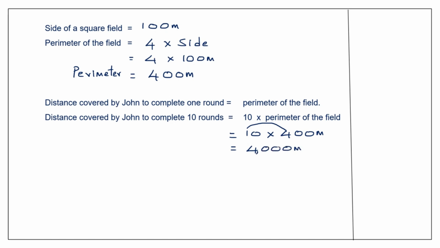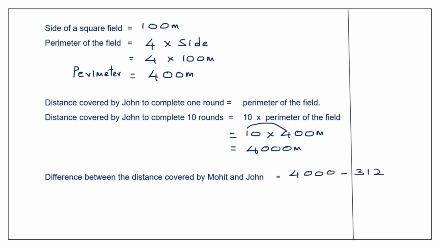The distance covered by Mohit is 3,120 meters and the distance covered by John is 4,000 meters. So now we know that John has covered a larger distance. Now to find out how much, we must find the difference between the distance covered by Mohit and the distance covered by John. So that will be 4,000, we put the bigger number first, minus 3,120.